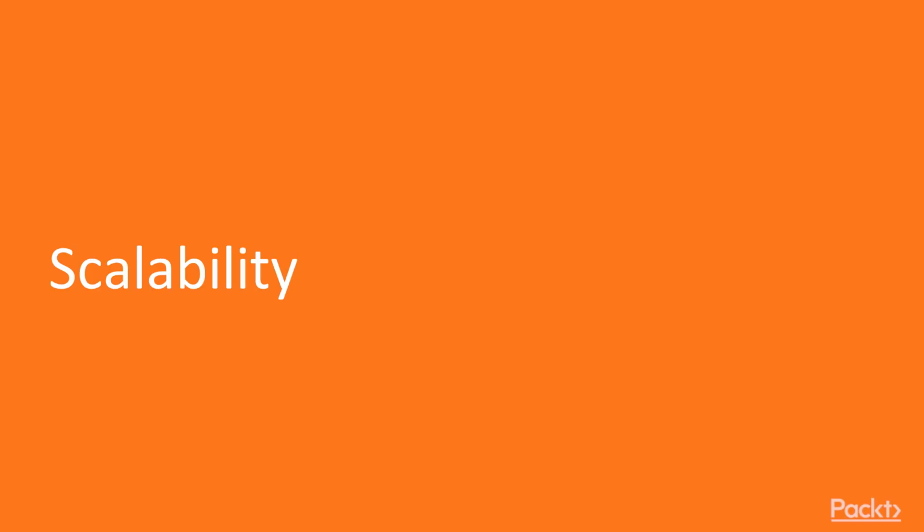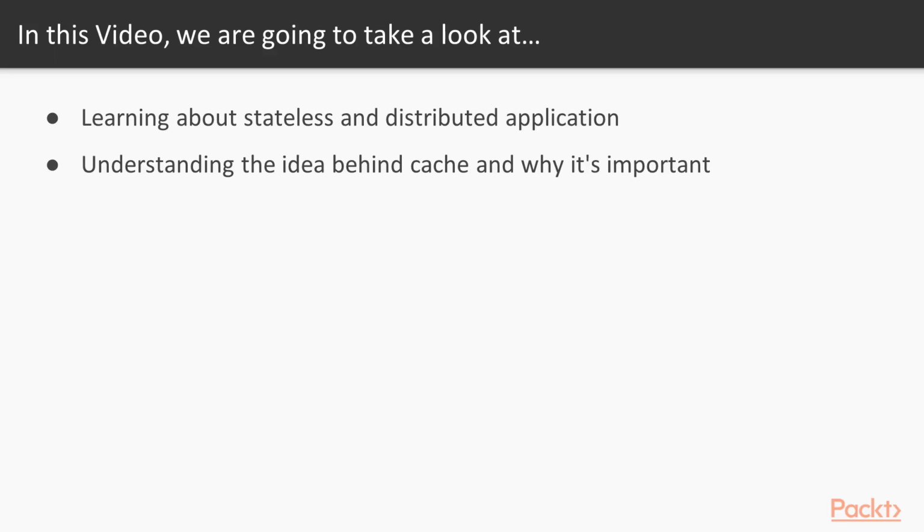Now let's go to this video, scalability. The goal for this video is to learn about stateless and distributed applications and to understand the idea behind cache and why it's so important. We're going to learn how to make our APIs more scalable, how to be able to tend to more people's demands. Let's say your user base has grown exponentially and you need to be able to do something about it.